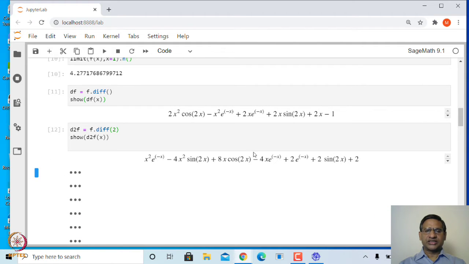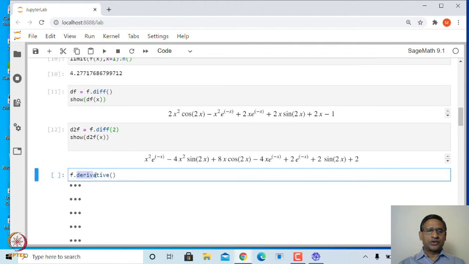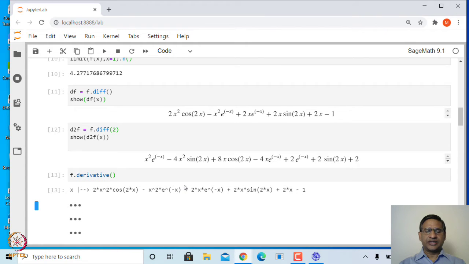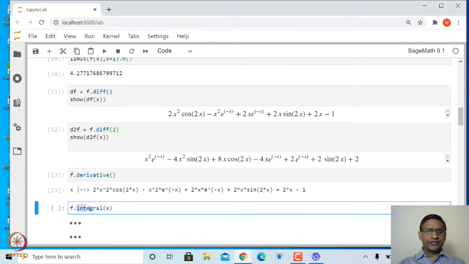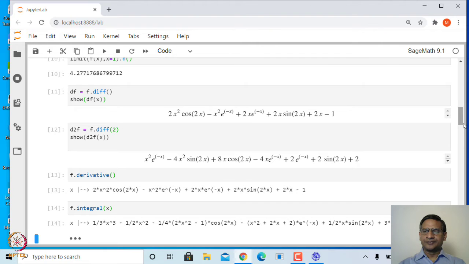So, let us see what is the second derivative, that is the second derivative. Similarly, you can also find derivative using f dot derivative function, and it works exactly in a similar way. Or you can also find integral of the function. So, f dot integral and then you need to mention the variable with respect to which you want to integrate. So, that is an indefinite integral.